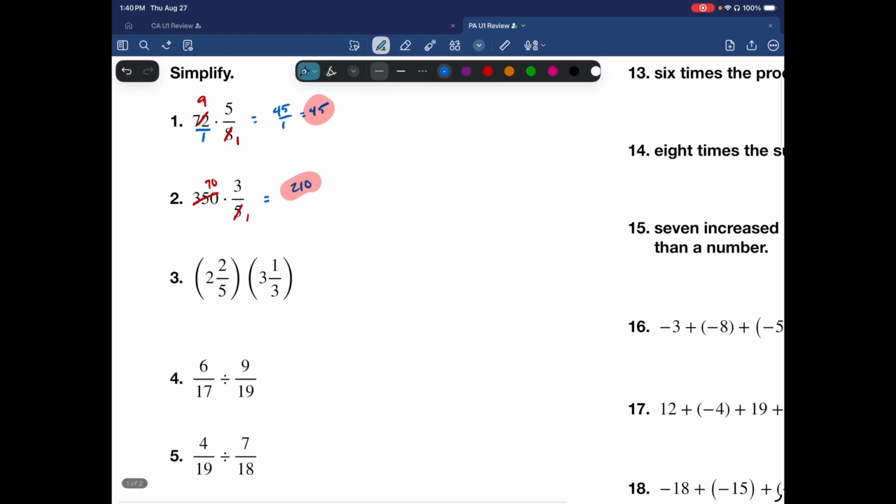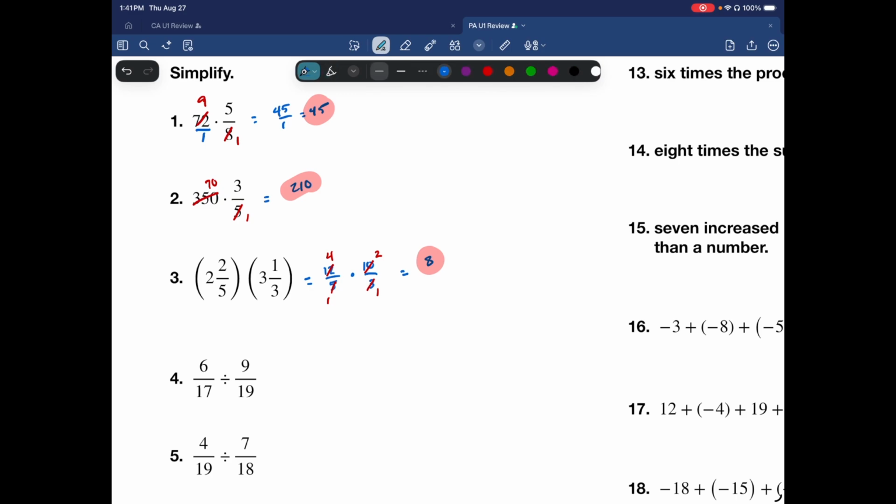All right. So what do you want to do here on number 3? The first thing you want to do is turn it into improper fractions. So 5 times 2 is 10, plus 2 is 12, so you got 12 over 5 times, all right, 3 times 3 is 9, plus 1 is 10, so you get 10 over 3. And then again, 3 goes into 3 one time, you want to reduce. 5 goes into 5 one time, and 10 twice. And so you get 8 over 1, or 8 is your answer.